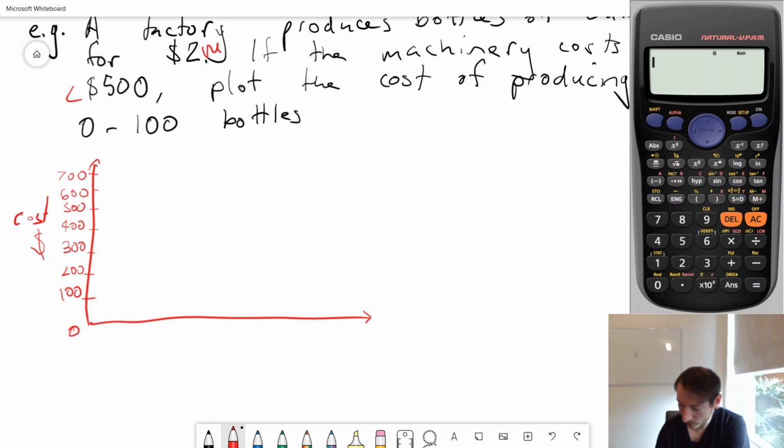Cost. Alright, down the bottom is bottles of milk. And we want from 0 to 100. Why don't we go up in tens? So 10, 20, 30, 40, 50, 60, 70, 80, 90, 100.